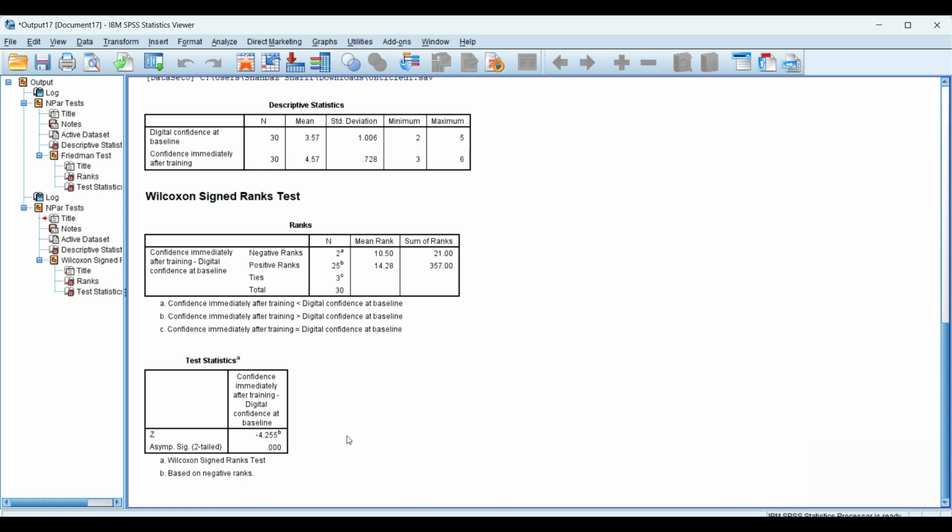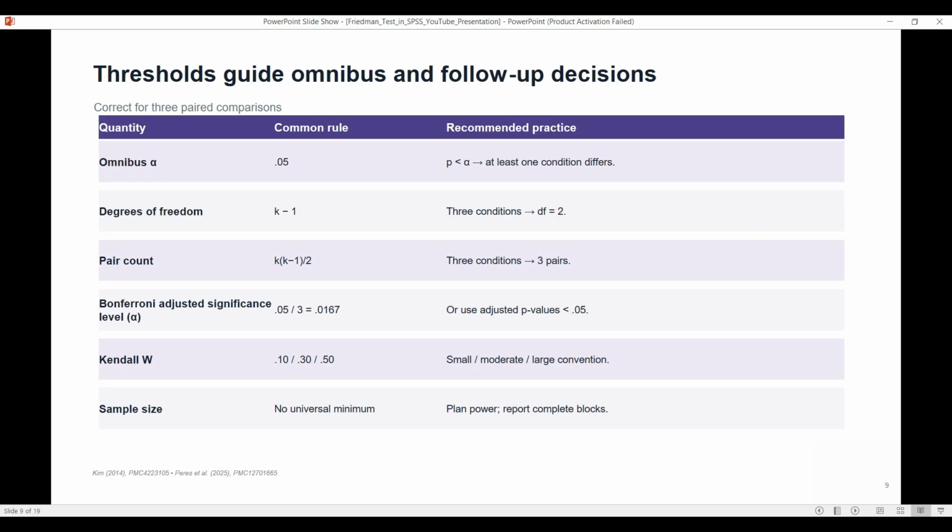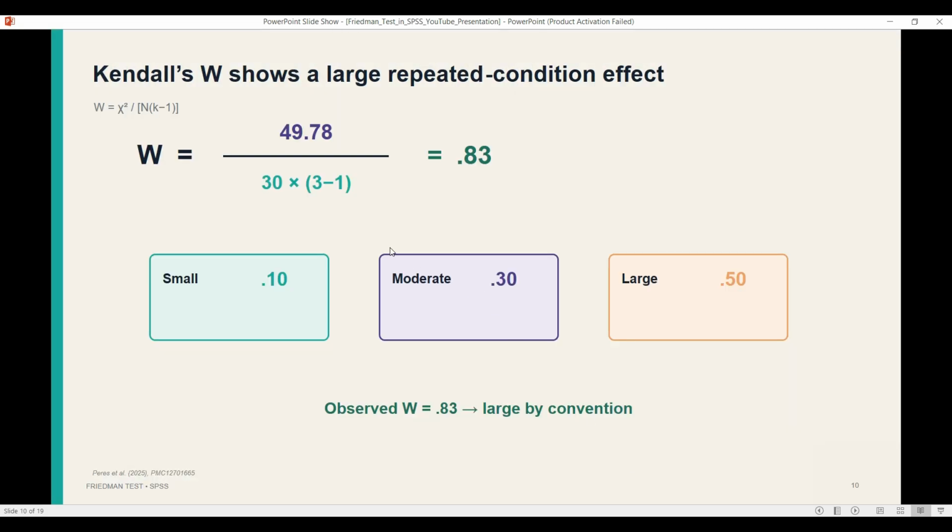So in this case, we will also calculate Kendall W by dividing minus 4.255 and we will use the same formula, and we will calculate the Kendall W to see whether the effect was small, moderate or large. So we calculated the value for Kendall W as 0.78, which is also greater than this value. So there is also a very large improvement from baseline to immediately after training.